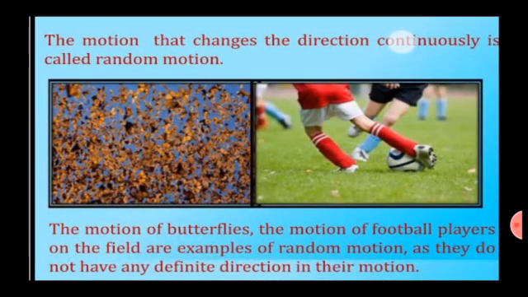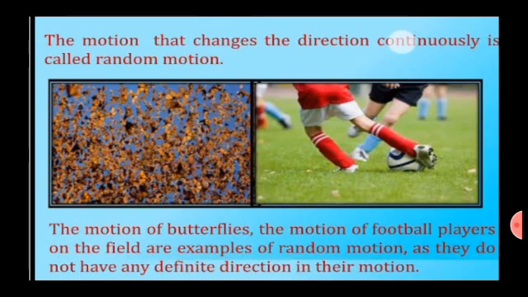Random motion. The motion that changes its direction and speed continuously is called random motion. A butterfly constantly flies from one flower to another. There is no definite direction to its motion. Such motion is called random motion. The motion of a player in a game of football is also of this type. The motion of a crawling baby or wandering animal is also random motion. Examples: swimming fish, flying birds and butterflies, crawling baby, wandering animal, etc.